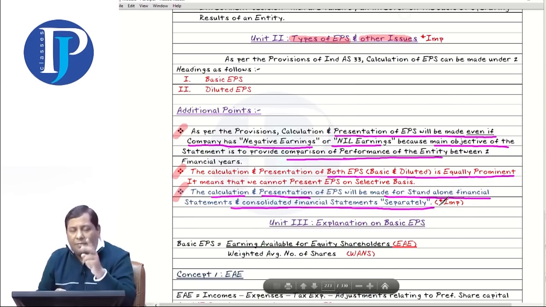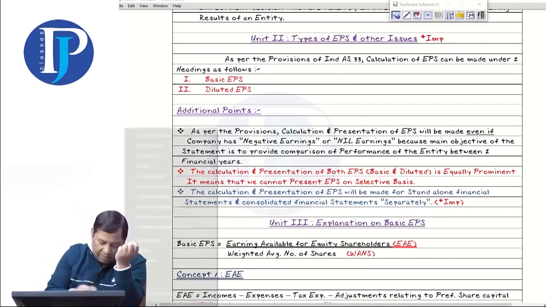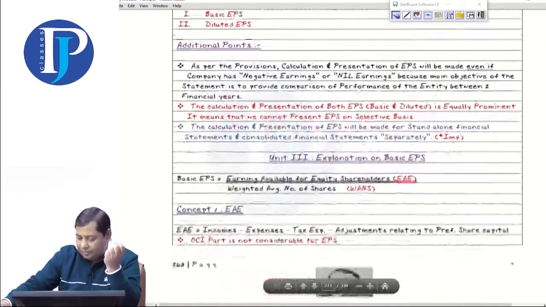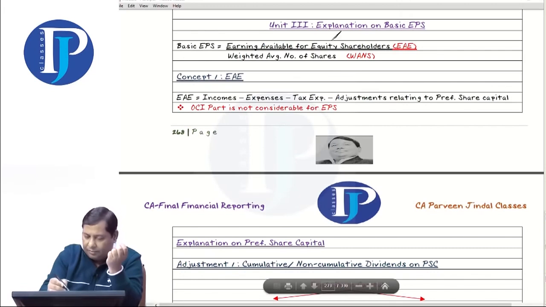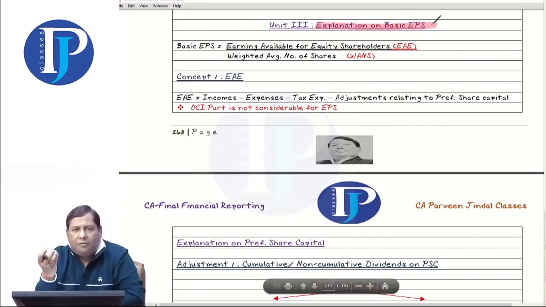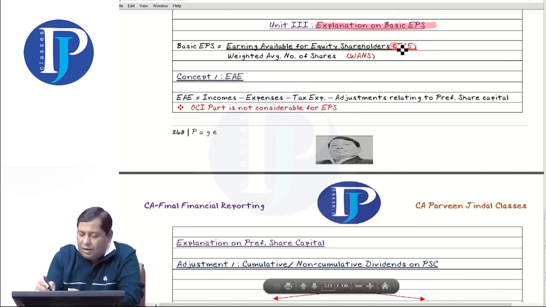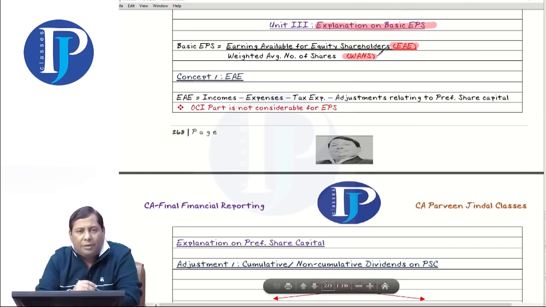First of all, I told you the objective, the types of EPS and other issues. Then I brought you to the main part, the explanation on basic EPS. The basic EPS formula is the same as what you studied in AS20. The formula has no changes. The formula is earnings available for equity shareholders divided by the weighted average number of shares.